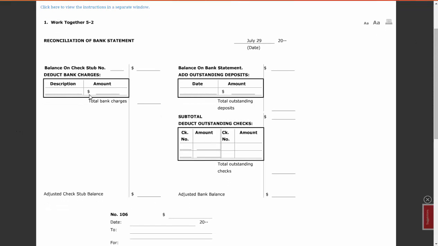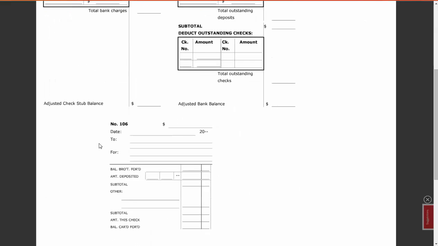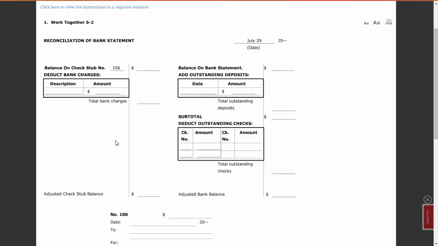So when we do our bank statement, we're going to start on the upper left-hand side and work our way down. So our balance on our next check stub is going to be check stub number 106. We know that because they give us the physical check stub right here. And our balance is going to be $1,575. They gave us that in the directions, even though they don't have it on the check stub.